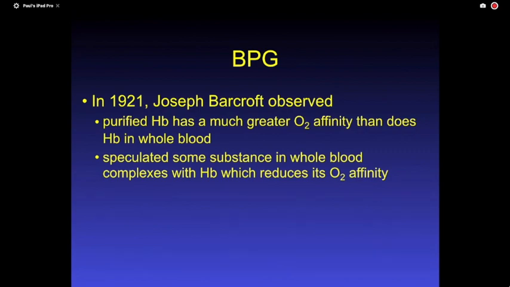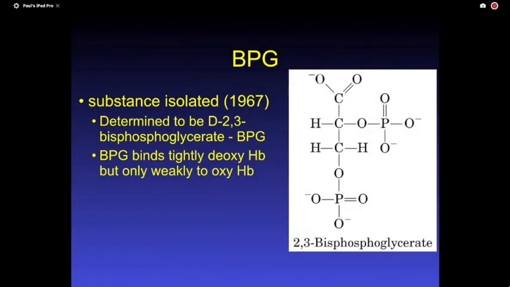That's in 1921. It took until 1967 before we found this particular molecule in the bloodstream. It is BPG, we call it, and it's a regulatory molecule of hemoglobin. It is not a glycolytic intermediate, although it is derived from that. This is not a normal product of any metabolism.